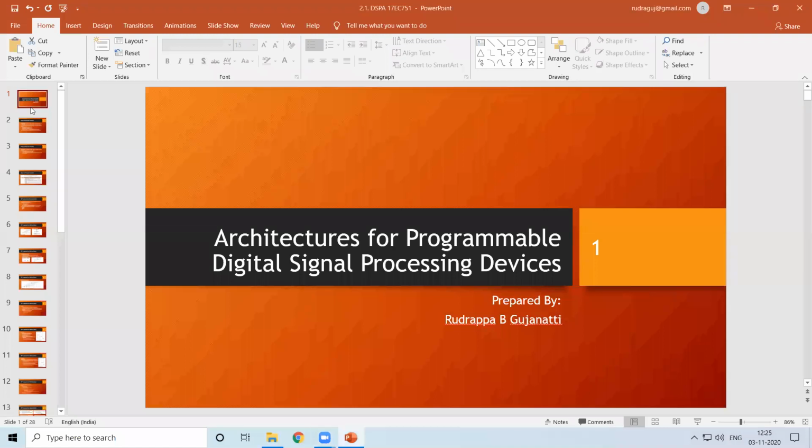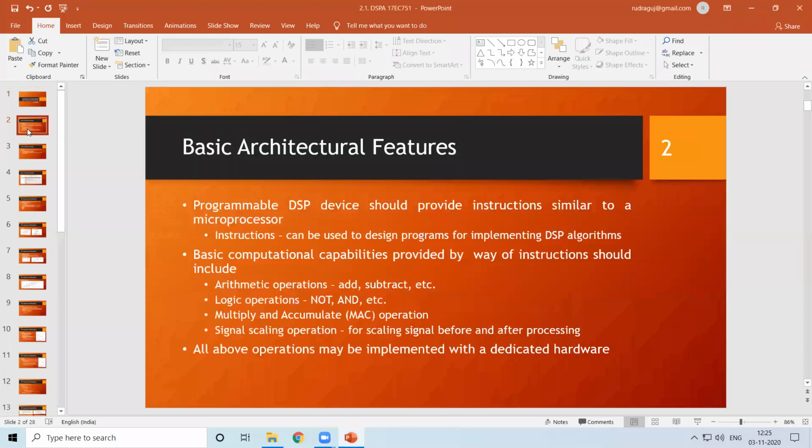So, in the previous session, we started off with the discussion of architectures, which is related to digital signal processing devices, in which we discussed what are the basic architectural features. As we see in a microcontroller, here also we have similar kind of architectural features. That is, it will be having an arithmetic unit. It can be having a logic unit, which we, in short, call as ALU.